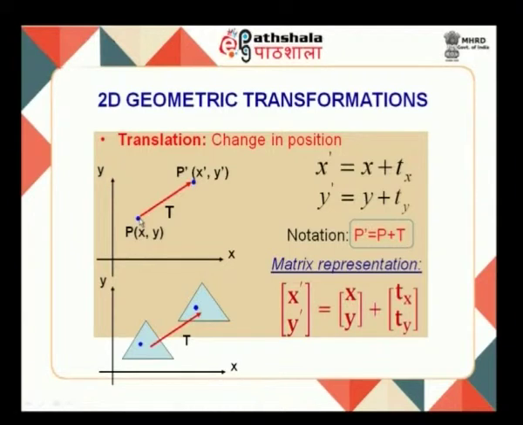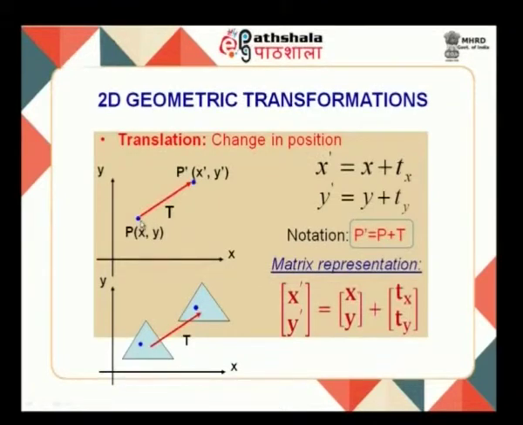That means, take the x coordinate, it has moved to a new position x dashed, and the y coordinate has moved to a new position y dashed. So, if you look at the equations here, you can simply represent x dashed as x plus t x and y dashed as y plus t y.